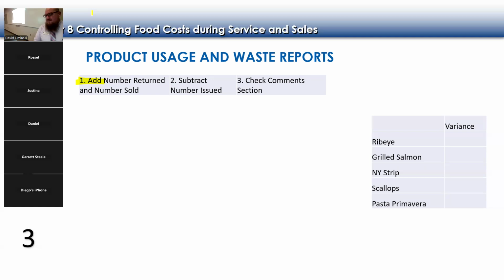All right, what do we get for ribeyes? 68. 68, good. How about grilled salmon? 70. And what about the New York strip steak? 85, good. Scallops? 38, good. And the pasta primavera? 39. Okay, cool. So then we want to figure out what our physical inventory is. We're going to go in and count how many we actually have.